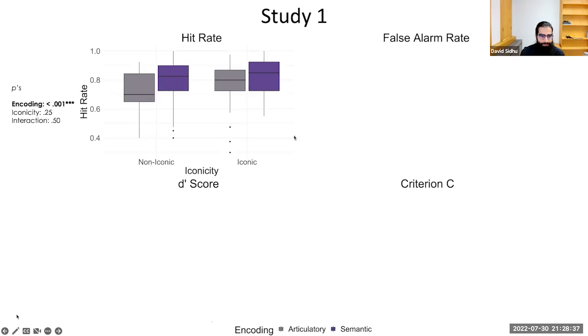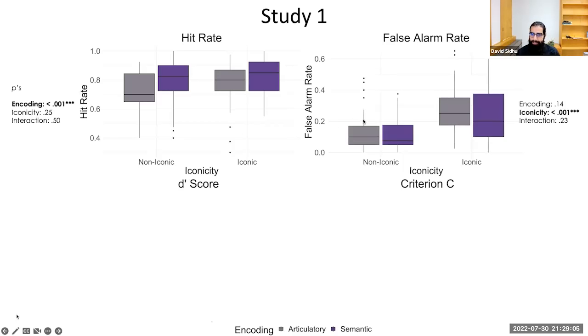And just to orient you to the graph, on this x-axis, we've got it split up by non-iconic. So these are words like cat, and iconic. These are words like meow. And the color is corresponding to that encoding condition, with the more shallow articulatory task in gray and the deeper semantic task in purple. So what we get here is no effect of iconicity, but a main effect of encoding. So better memory in the deeper encoding tasks. So not really surprised there.